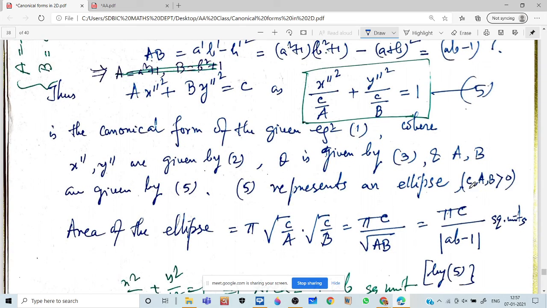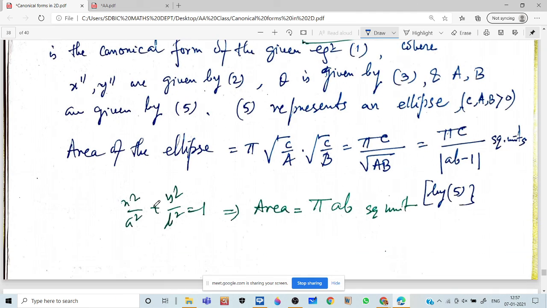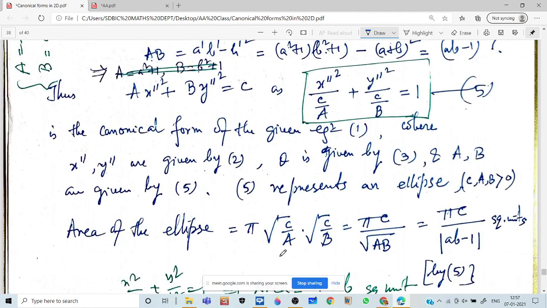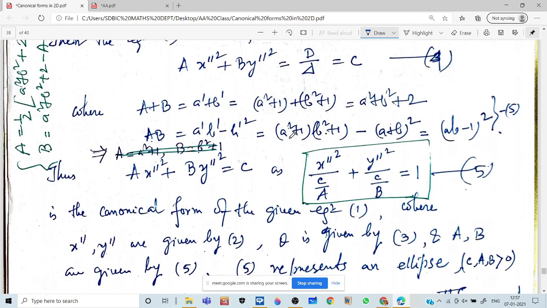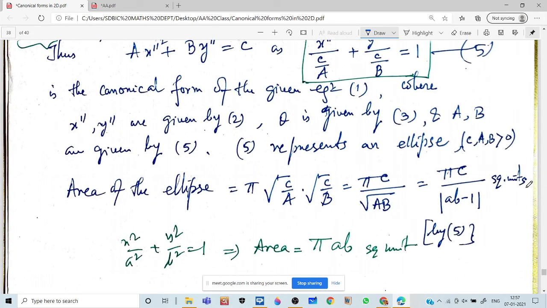It represents an ellipse if capital A, capital B and capital C are greater than 0. The area of the ellipse is pi a into b. If x square by a square plus y square by b square equals 1, then pi ab is the area. Here a square is c by A, b square is c by B, by the formula. So capital A into capital B means (ab minus 1) whole square. So this is the result, the area.